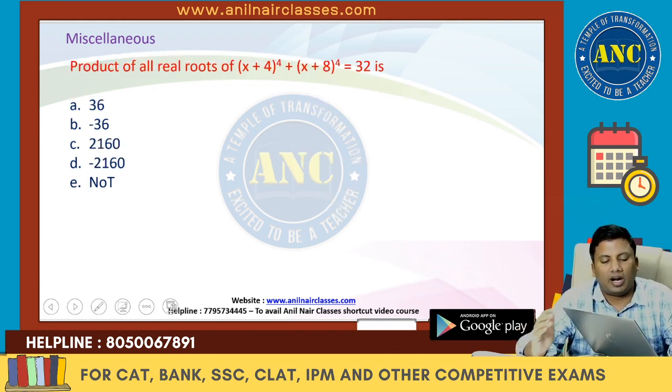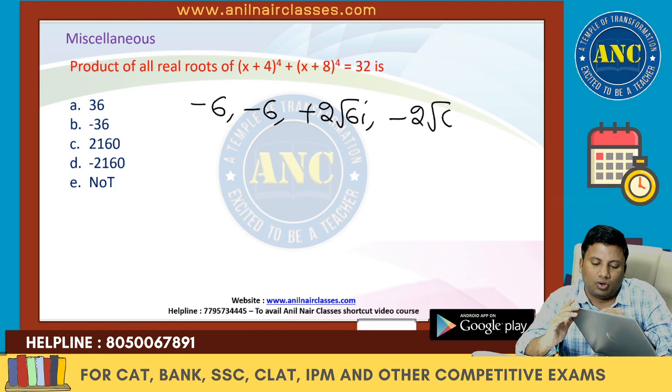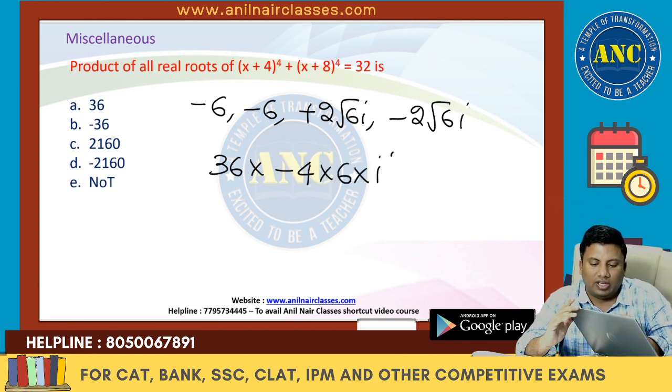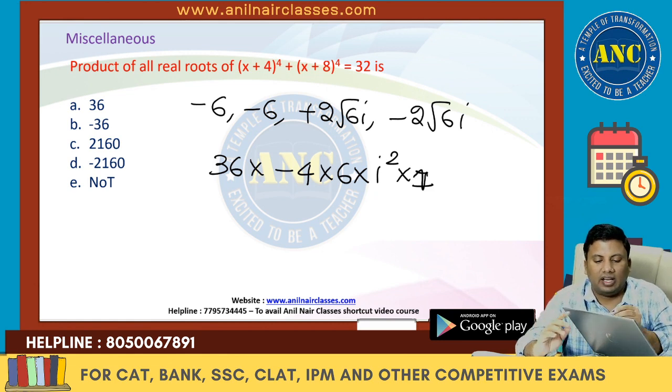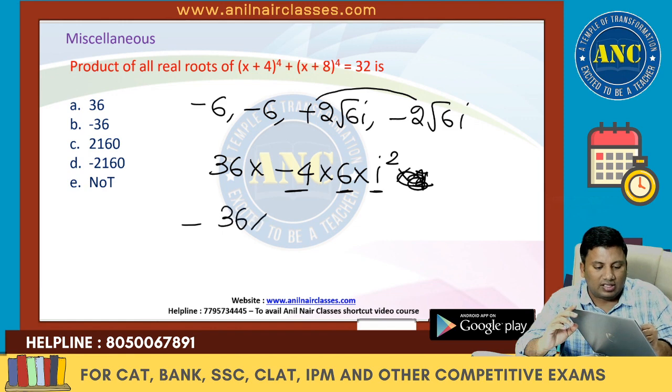Next one. Product of all the roots: minus 6, minus 6, plus 2 root 6i and minus 2 root 6i. Product is 36. 2 into minus 2 into 6 into i square. I hope it is clear. 2 into minus 2 is minus 4, root 6 into root 6 is 6, and i into i is i square. This is nothing but minus of 36 into 4 into 6 into minus 1.